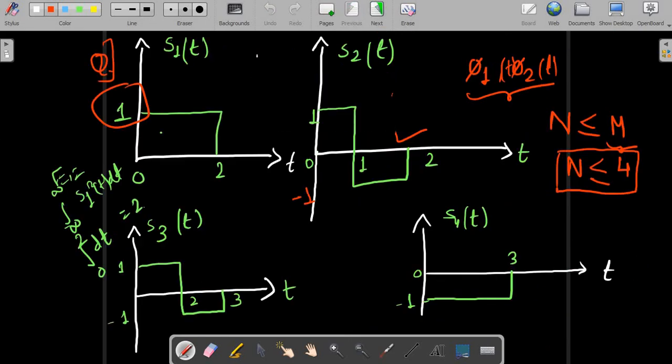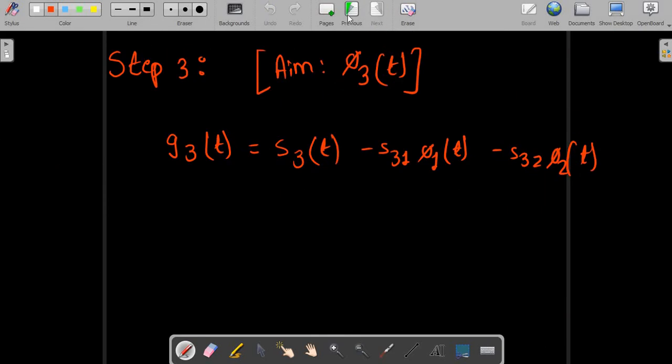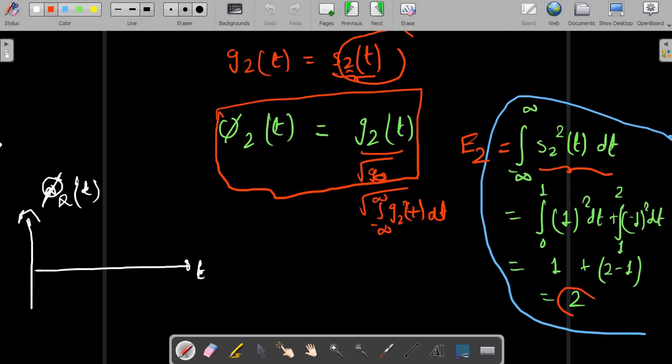So this is our s2(t). You can calculate it. I calculated it and I got 2. So at the end, our phi 2(t) is s2(t) divided by root 2. Clear?